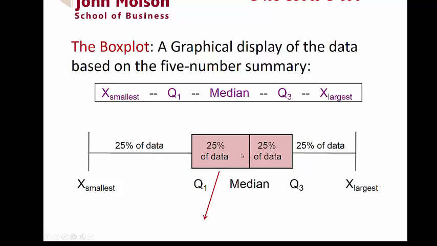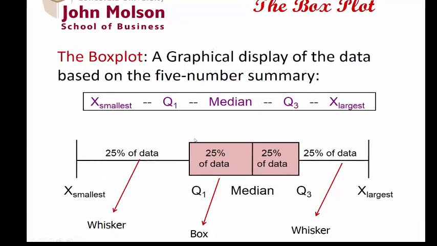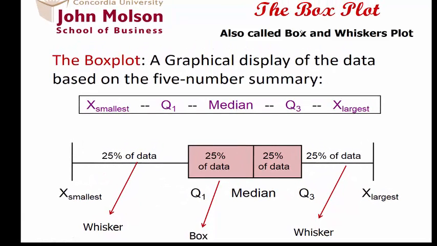This box, we call that my box. But these 2 lines that go from Q1 to the smallest value or from Q3 to the largest value, those are called the whiskers. This is why the box plot is sometimes called the box and whiskers plot.